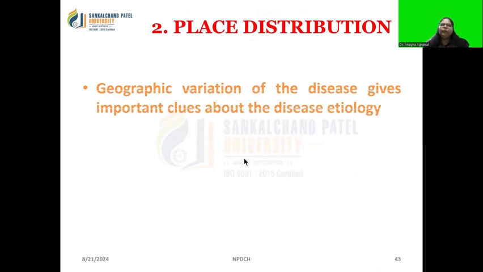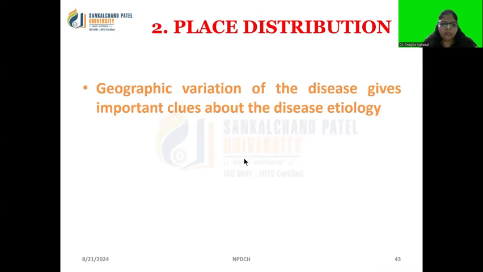Now, place distribution, where exactly it happens. What is the particular place which is more susceptible for that particular disease? Geographical variation of a disease gives important clues about the disease etiology. For example, in hilly regions, we can find a high amount of goiter since there is iodine deficiency. Or for example, in Gujarat, there is a high amount of fluoride in the crust of the earth, so there is a high amount of fluorosis in people. So that is geographical variation by virtue of people staying there.